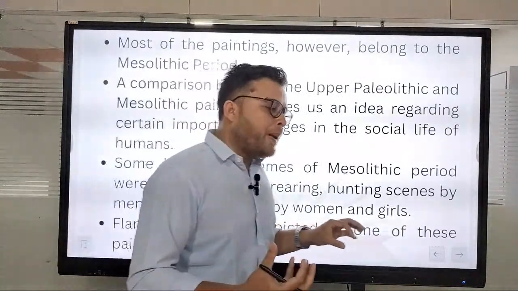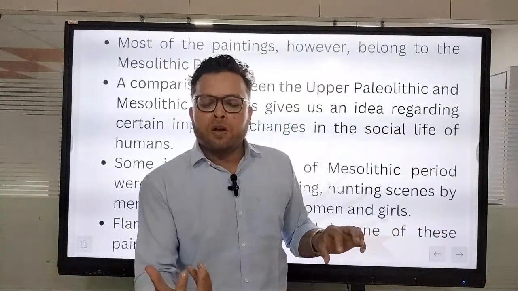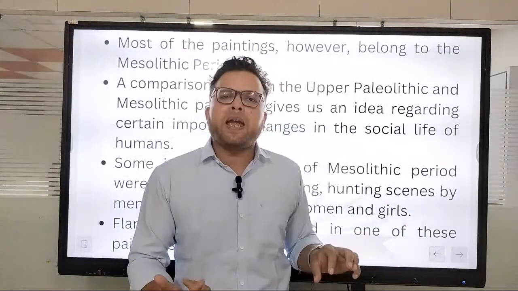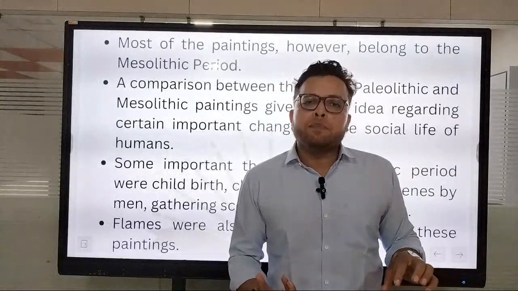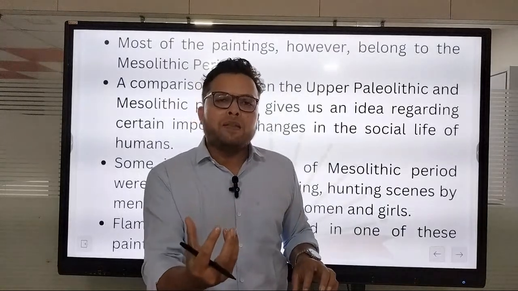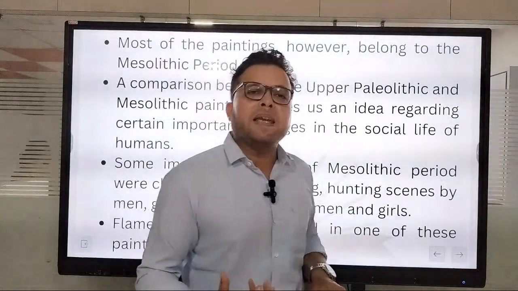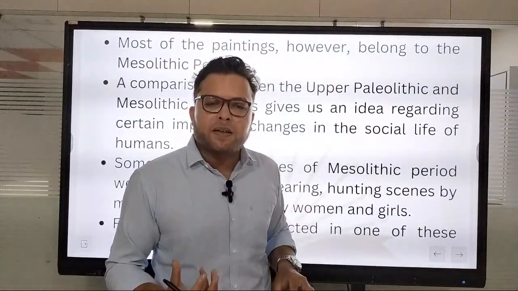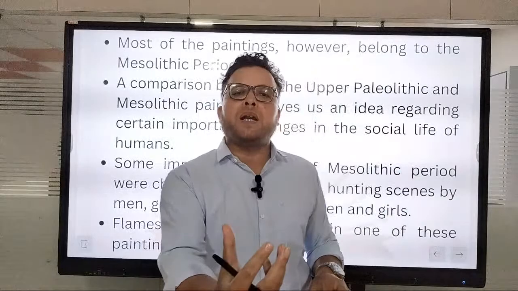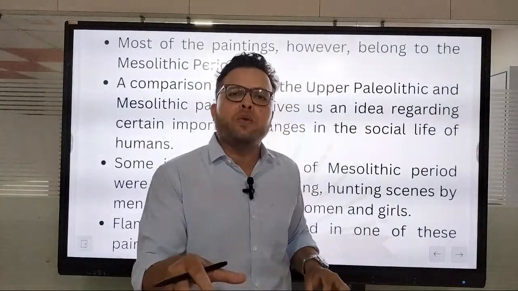For example, in the paintings which belong to the Mesolithic period, we have something called themes. Themes means the subject on which the painting is made. The themes of the Mesolithic era paintings of Bhimbetka are very interesting. What were the themes? They selected themes like childbirth, child rearing, and hunting scenes were depicted. But only males were shown hunting, whereas the women and the other girls were shown doing what?